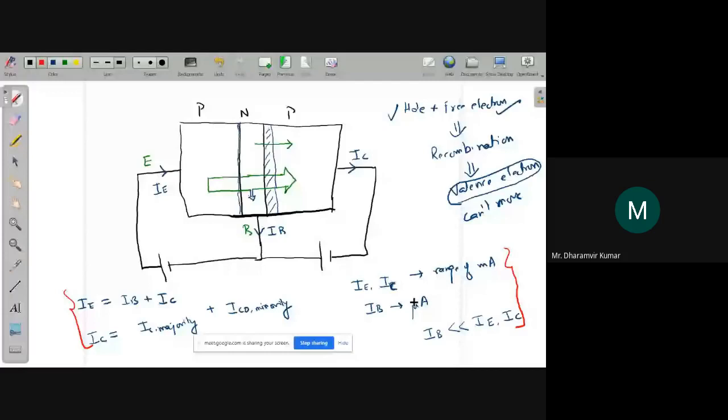So tell me if this is clear up to this portion. Tomorrow we will start from here. We will start the next topic, about the transistor, different transistor configurations, and characteristics. Yeah, students, is it clear, or is there any doubt? Yes, sir, clear.